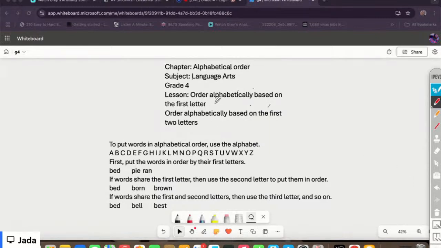Okay, so like I've said, it's order alphabetically based on the first and then the second letters. So put words in alphabetical order using the alphabet. So we all know our alphabet. We have the alphabets here from A until Z. So you have to first put the words in order by their first letters. So for example, we have bed, we have pie, and run. So alphabetically, which one comes first, which one comes second, which one comes third. So we have our alphabet here.